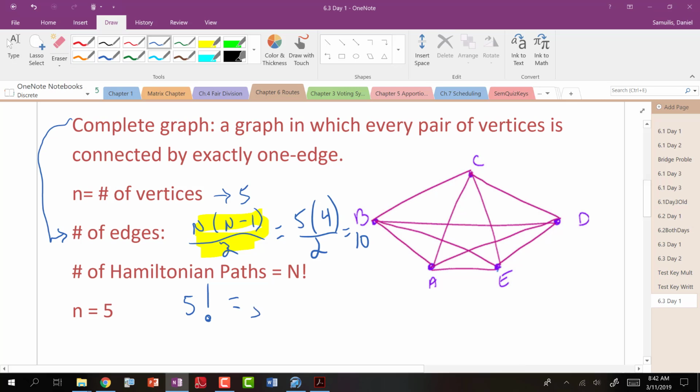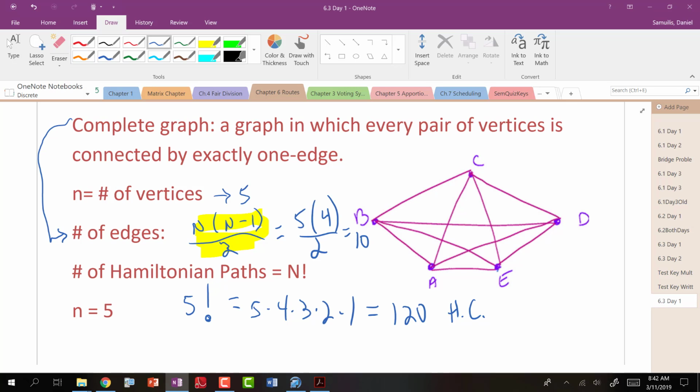Of course, 5 factorial is 5 times 4 times 3 times 2 times 1. And I think that's 20, 3 times 20, 60. That's 120 different Hamiltonian circuits, unique ones, that I could create out of this situation. Okay? And then that's where the problem comes in.